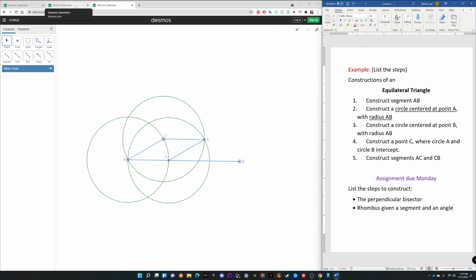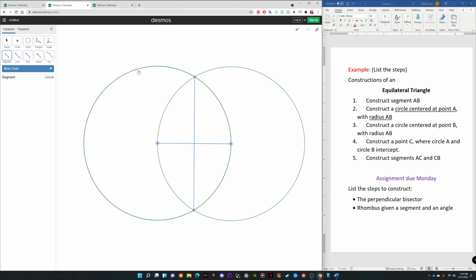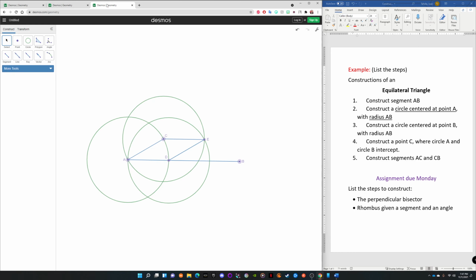Again, your assignment is going to be to list the steps of the perpendicular bisector and list the steps of the rhombus given a segment and an angle.